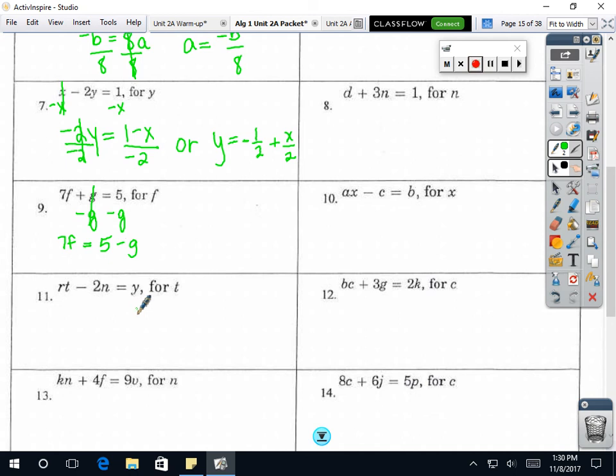Now to solve for f, what do we do? So f equals 5 minus g over 7. That's the final answer. Or f equals 5 over 7, and then there's one negative, so minus g over 7. So it stays negative if only one of the numbers is negative.